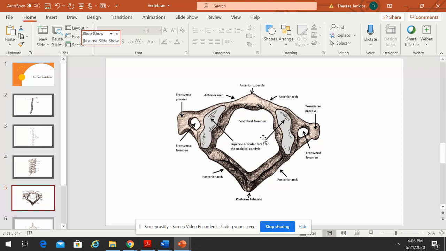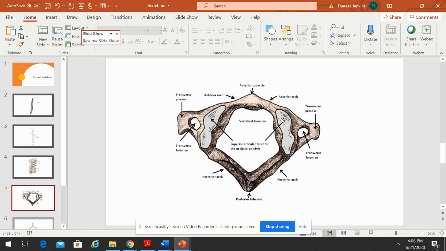This is an anatomical illustration of the atlas. Let's start from the anterior and move towards the posterior. Here you can see the anterior tubercle, the anterior arch bilaterally. You can see the transverse process and the transverse foramen, which allows for the passage of blood vessels and nerves. The vertebral foramen is the large foramen in the center that allows for the passage of the spinal cord.